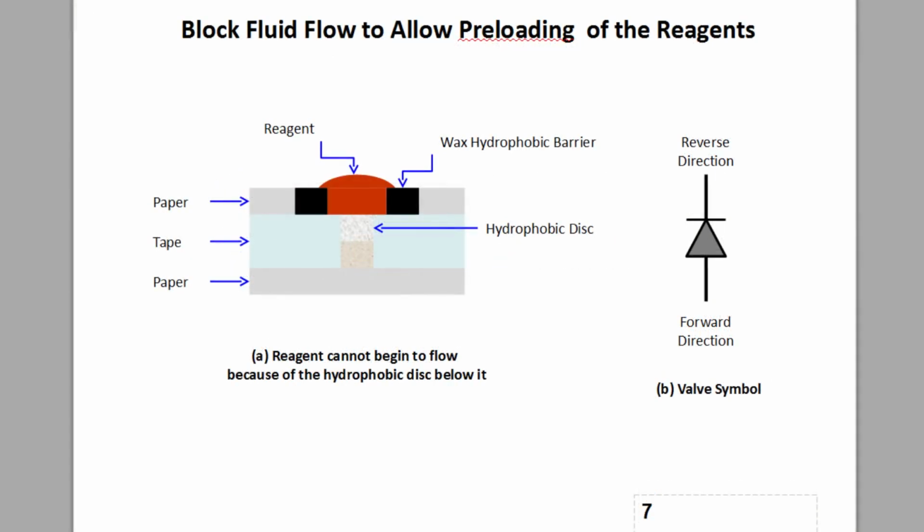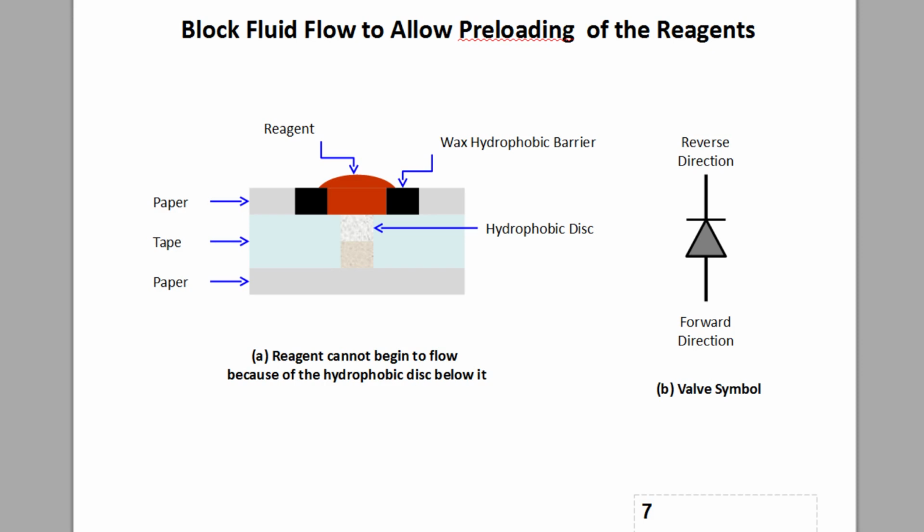So, the reason the red and the green fluids in the video could not flow was because underneath each pad was a diode, as shown in this figure. There is an additional important and critical detail shown in this figure. The black blocks around the red fluid represent wax.